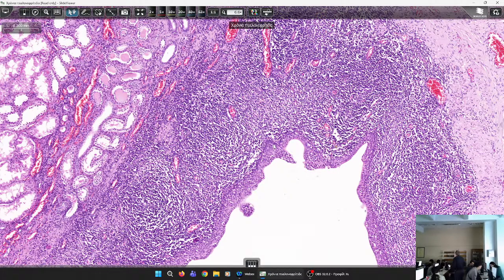Yes, did you understand? Do you know the part of the kidney where we have the cavity, where the urine is gathered, and we have this mucosal epithelium which is stratified? Do you know how this is called?